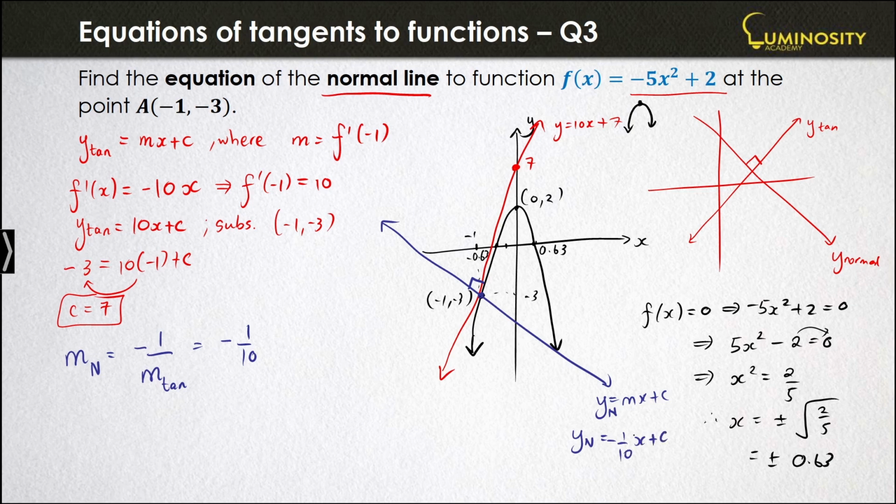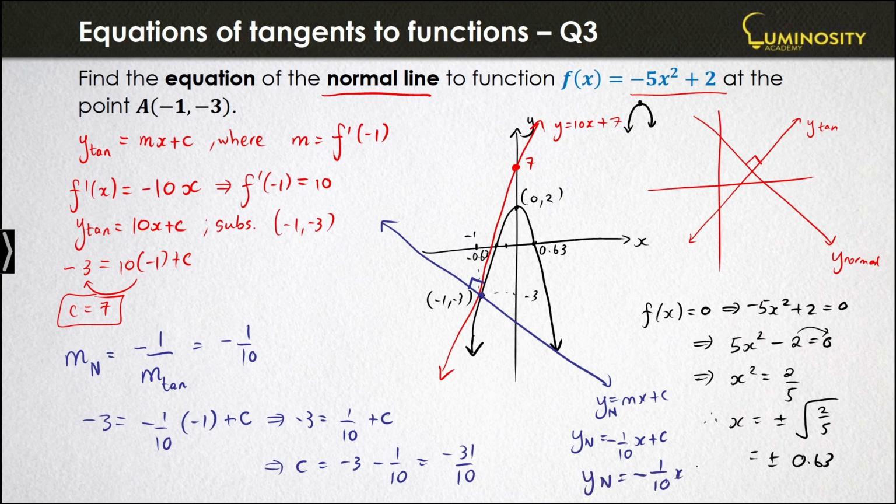And again, I can use that same point of contact to find my c value. So in this case, it's going to be negative 3 equals negative 1/10 times negative 1 plus c. So I'm going to have negative 3 equals 1 over 10 plus c. And then to solve for c, I'm going to subtract 1 over 10 from both sides. So if I simplify that, it's going to give me negative 31 over 10. So there's my equation of my normal line. Negative 1 over 10 x minus 31 over 10. And that is the equation that we were looking for. The equation of the normal line, not the tangent line.